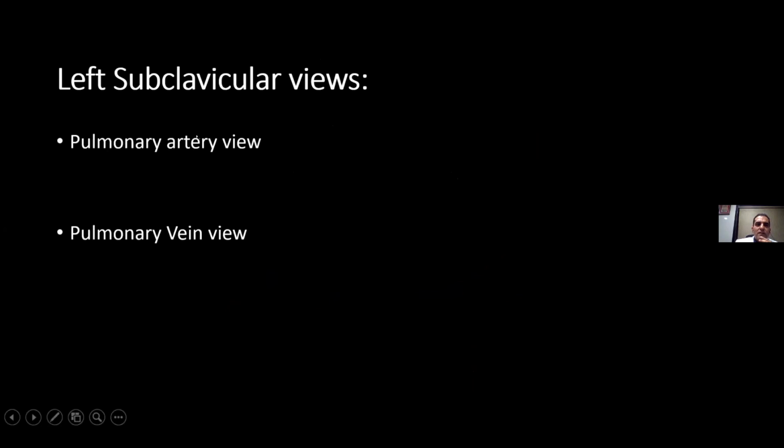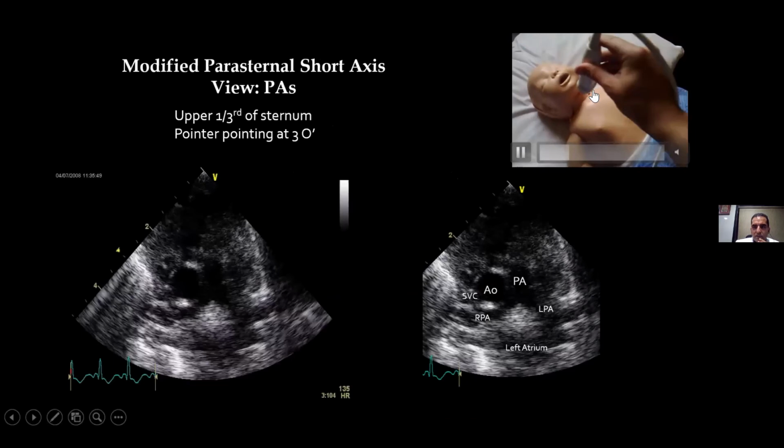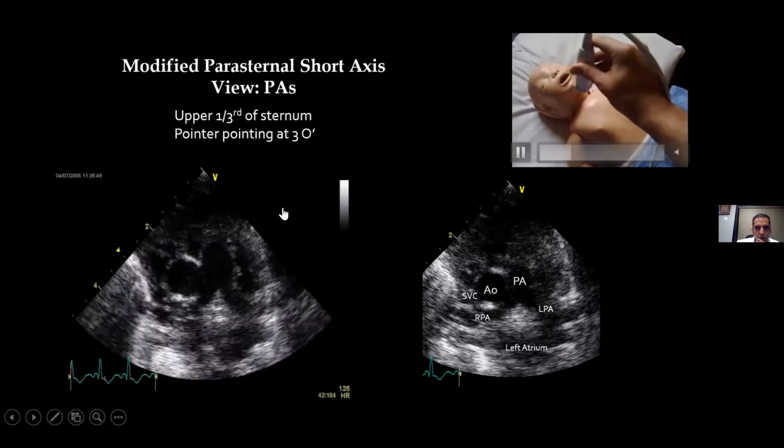And then we have the left subclavicular region. So this is the left subclavicular, your left side, just 0.5 centimeters below the clavicle and around the left side of the parasternal. You will have the pulmonary artery view and pulmonary vein view. Now your probe marker is at the 3 o'clock position, facing your left shoulder.